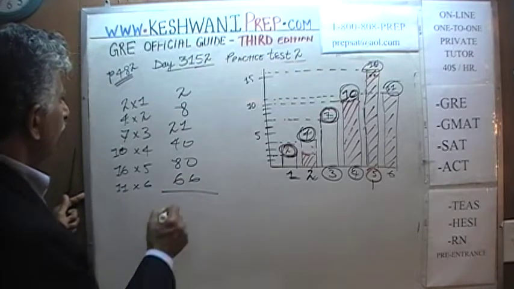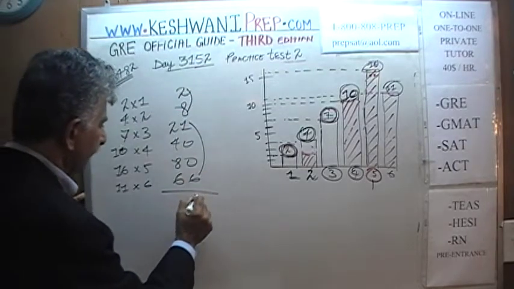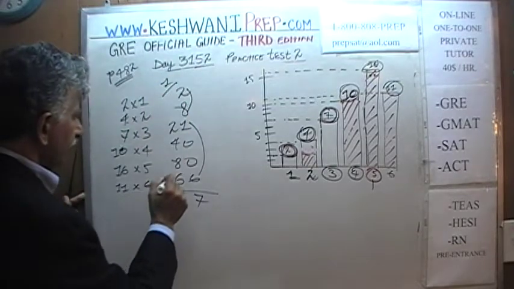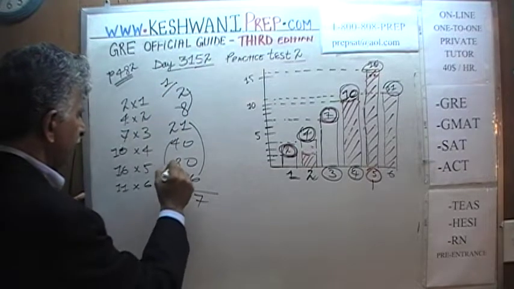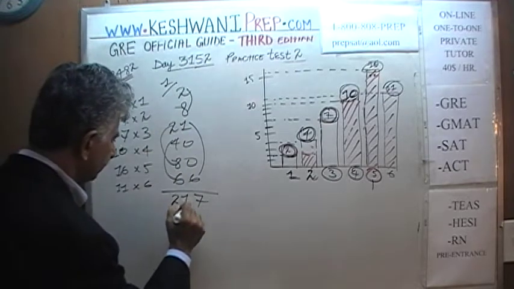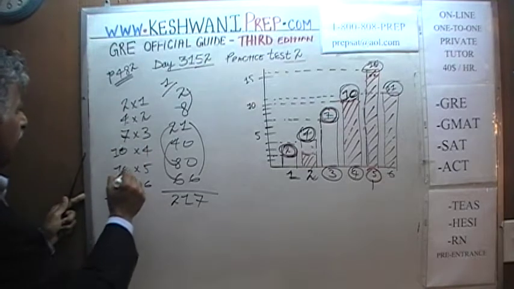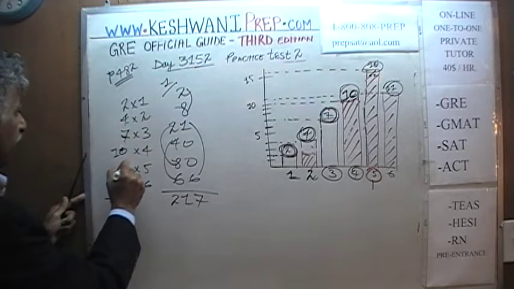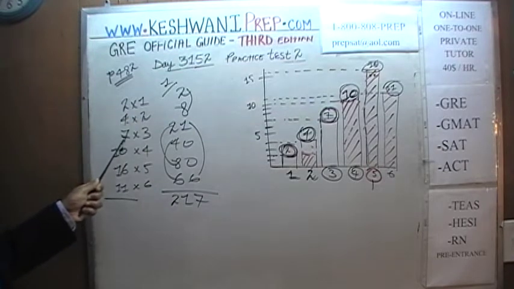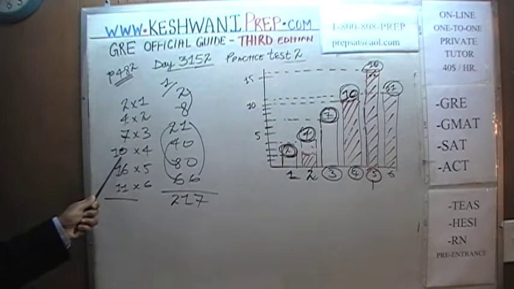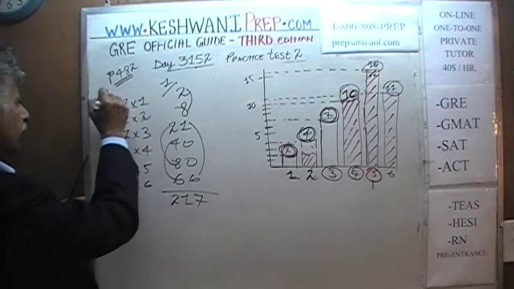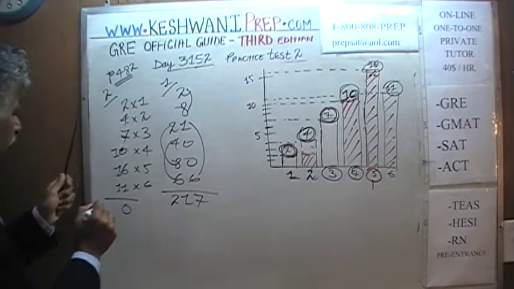Let's add them up, shall we? So we get here 10 and 17. 7, carry 1. We see a 10 here, a 10 here, that's 20, plus 1 is 21. How many people do we have? Let's add them up. 2 plus 4 is 6, 6 plus 7 is 13, 13 plus 10 is 23, 23 and 16, 39, and 11 more, 50.